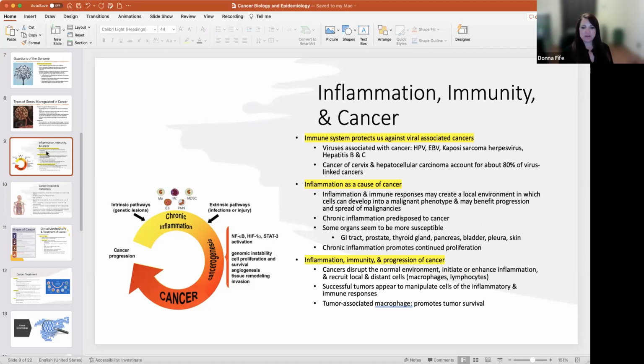Inflammation, immunity, and progression of cancer. Cancers disrupt the normal environment. They initiate or enhance inflammation, and they recruit local and distant cells such as macrophages and lymphocytes. Successful tumors appear to manipulate cells of the inflammatory and immune responses, and the tumor-associated macrophage promotes tumor survival.